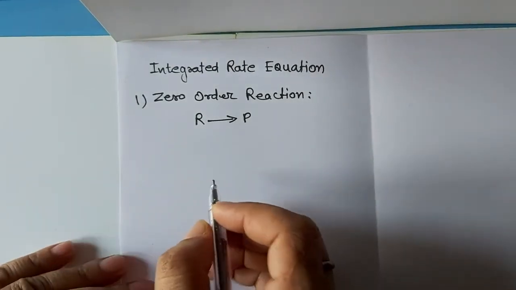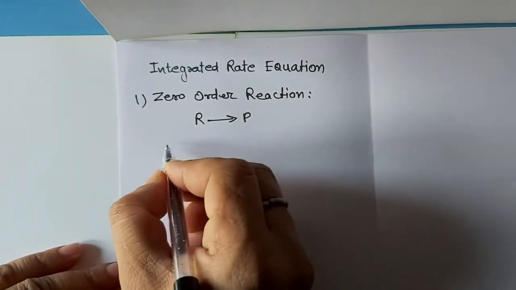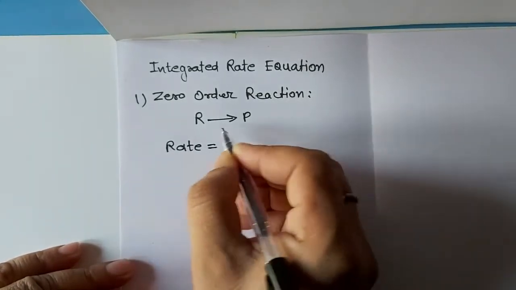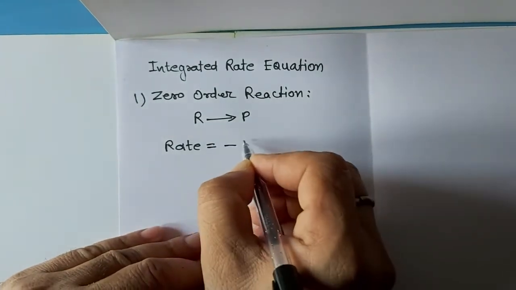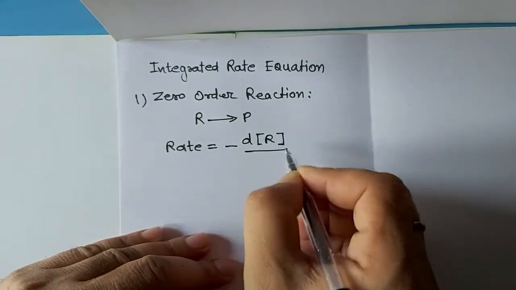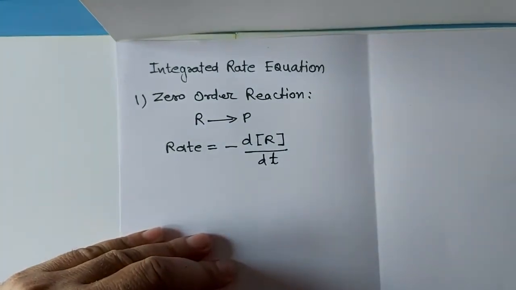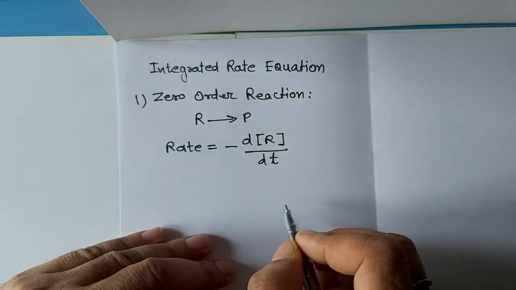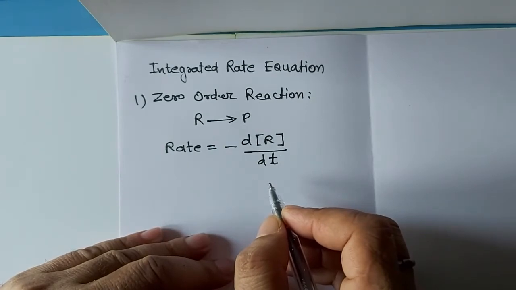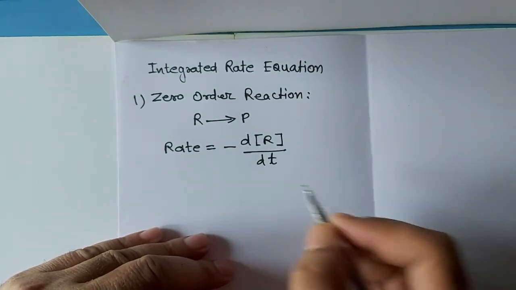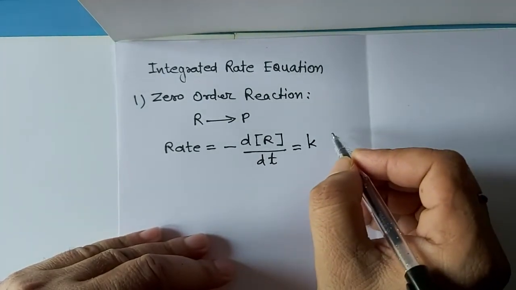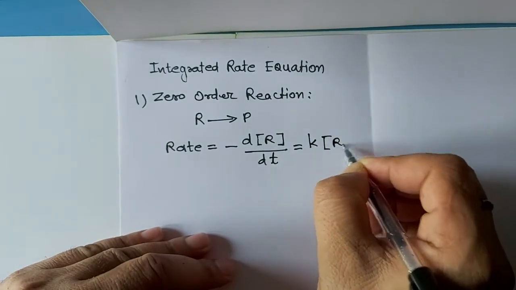For this reaction, the rate equation can be written as: rate is equal to, reactant concentration is decreasing, so negative, d of concentration of R by dt. This will be the rate equation, and if we take the rate constant also, this equation would become small k and then the concentration of reactant.